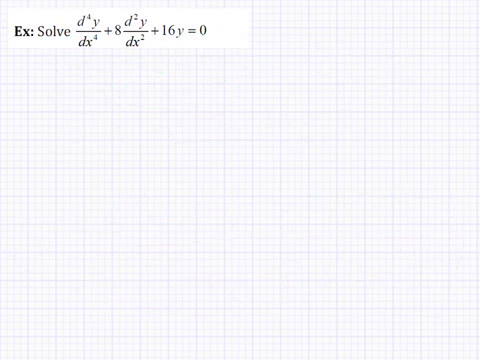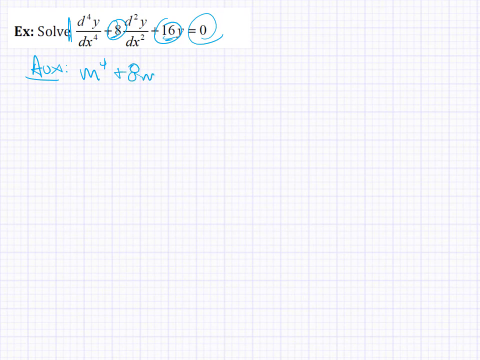Here's another one. In this case, we have a 4th order differential equation, but it is still homogeneous and it still has constant coefficients. In this case, 1, 8, 16. And so if we create the auxiliary equation for this, we would have m to the 4th plus 8m squared plus 16 equals 0. There's no 3rd derivative or 1st derivative, so there's no m cubed or m to the 1st. So we're going to solve this again. Factoring is your best way to do it. This one's a pretty easy one to factor also.